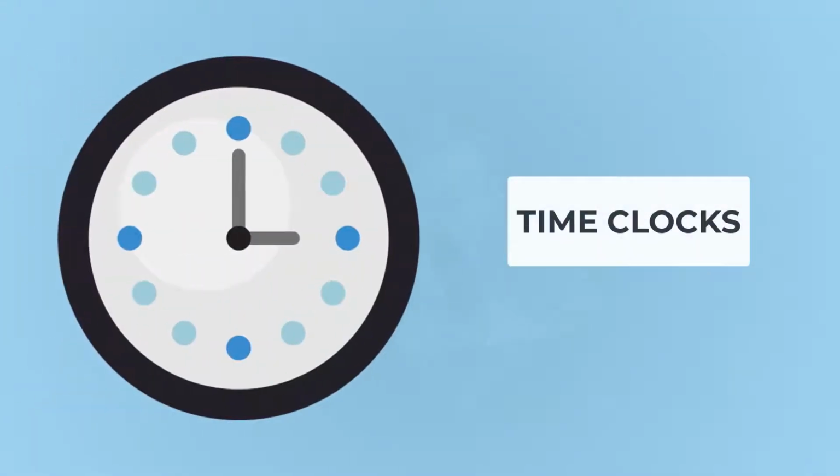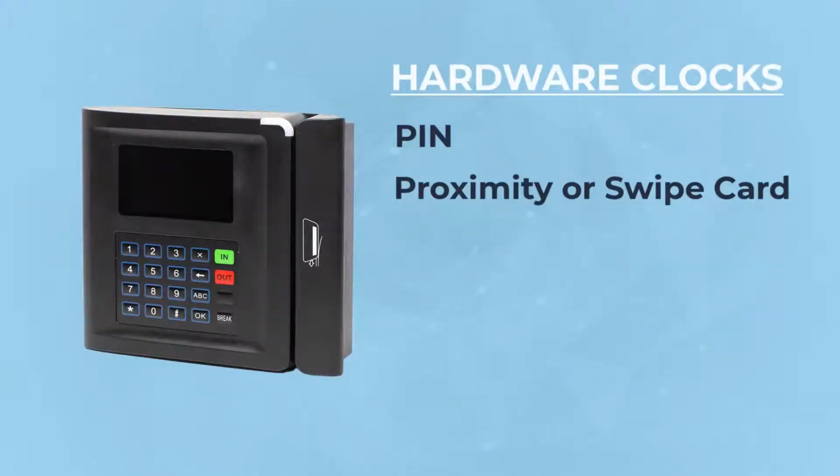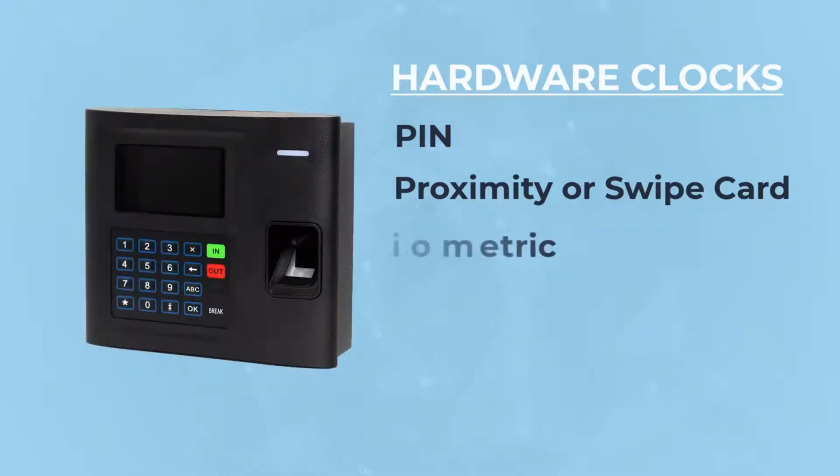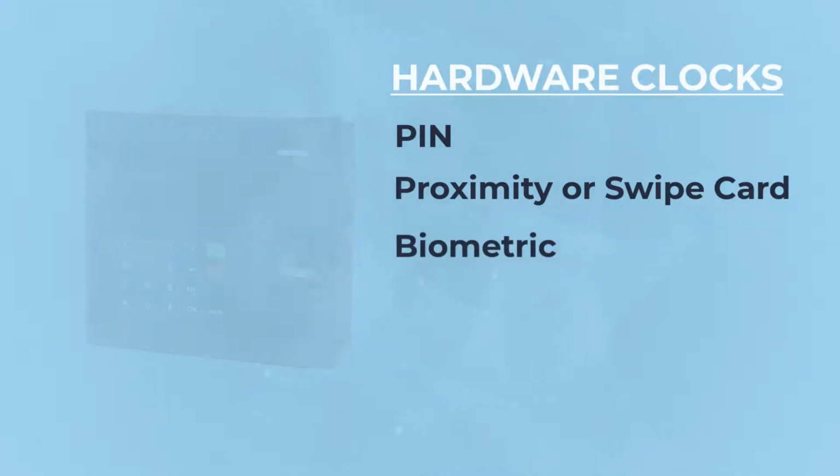Let's start where it all starts, with a punch at the time clock. SwipeClock offers multiple clock options, from traditional wall-mounted clocks to our browser-based web clock. With hardware clocks, employees can clock in and out with a pin or scan a card. But if you want to eliminate buddy punching, consider one of our biometric clocks. They use a fingerprint or facial scan to validate that it's the actual employee clocking in.